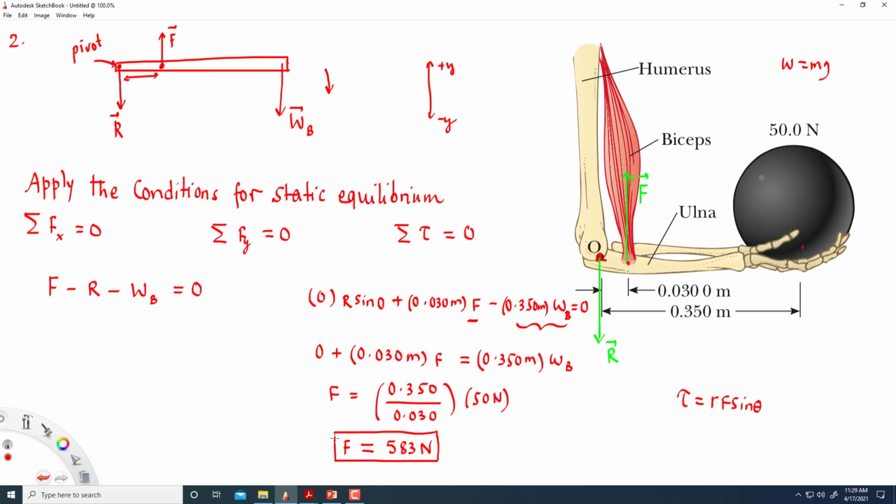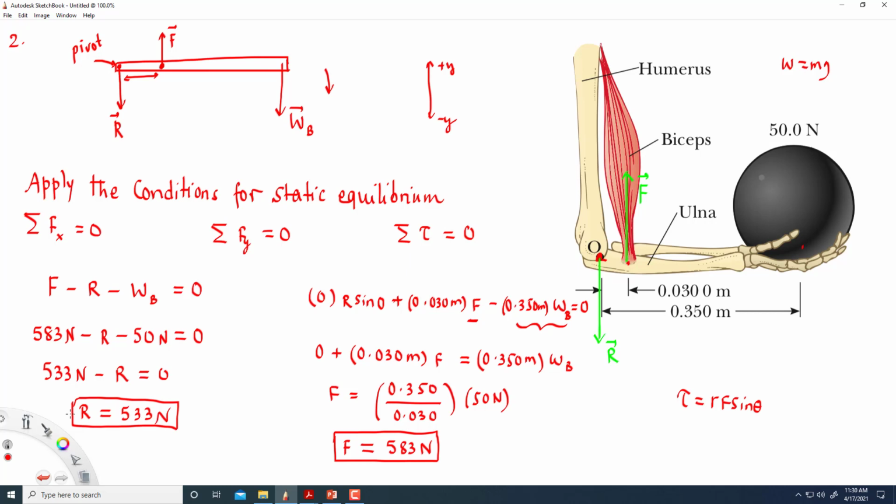Once you know this, now you can use the force equation. So F is 583 Newton minus R minus 50 is equal to 0. So 583 minus 50 is 533, minus R is equal to 0, and then R would be 533 Newton. Okay, that's how you do that.